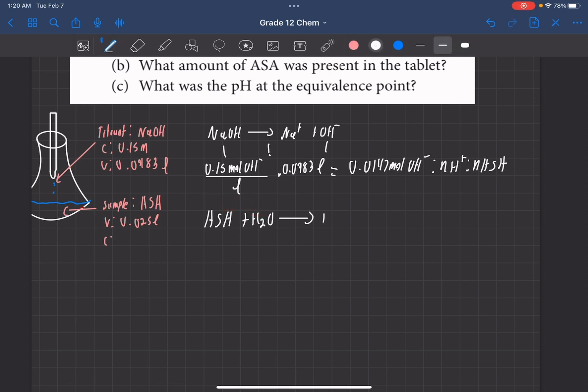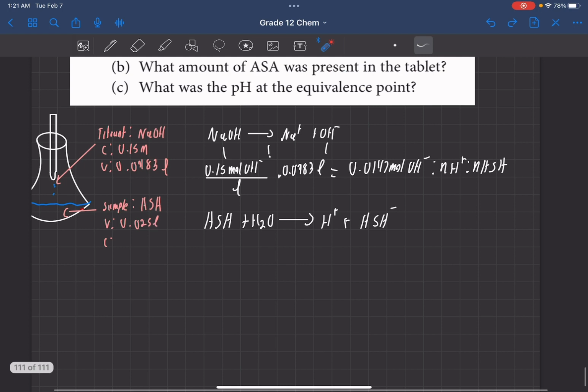So we're going to have H plus or H3O. And because we donate a proton or hydrogen ion, we're going to be left with one less ion. That's why we put the negative charge. So ASA minus, right? As we showed over here, this is all a 1-to-1 ratio. So we have 0.0147 moles of hydroxide. That's going to react to 0.0147 moles of hydronium, which is going to be the amount of ASA that dissociates.